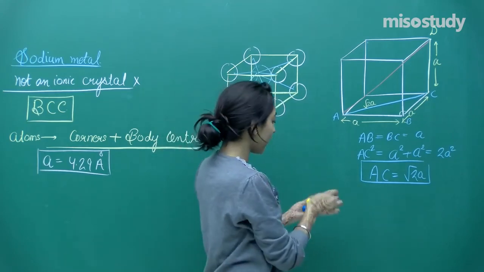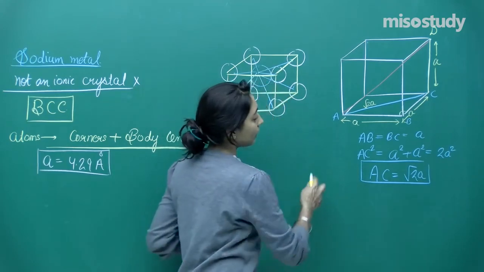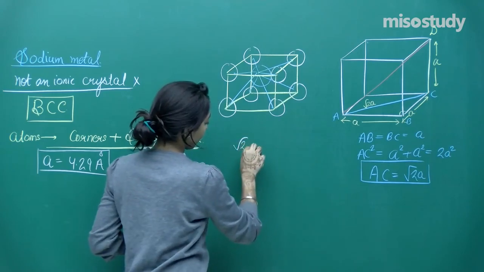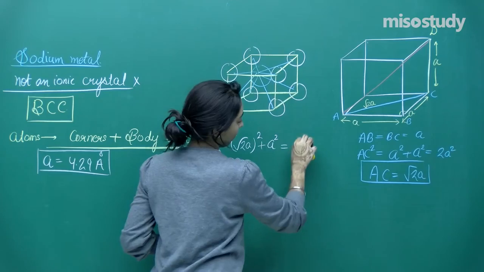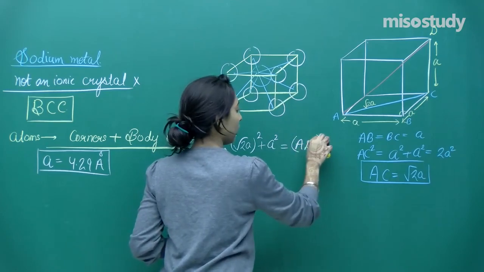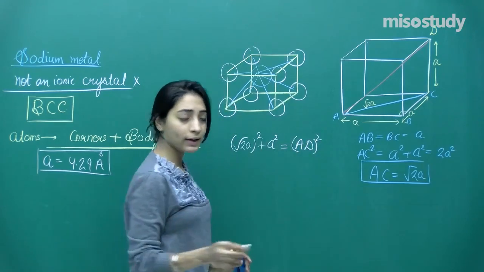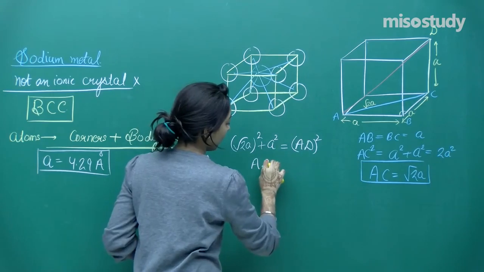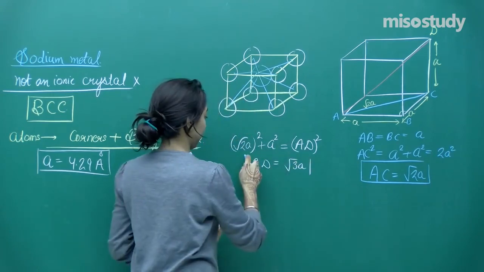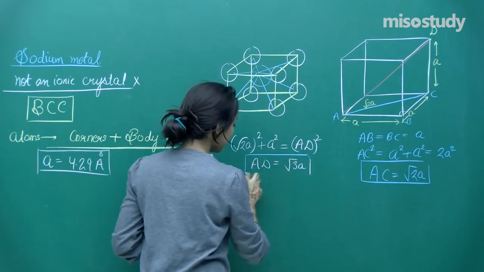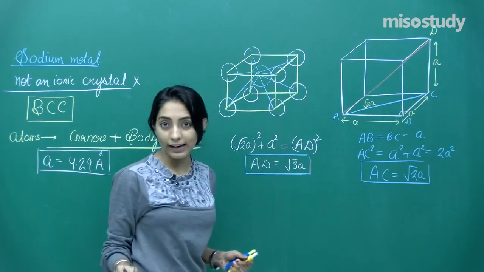So what you should be getting? You will finally be getting the value as under root 2A square plus A square will be equal to AD square. Am I right? So you can say AD will be equal to under root 3 times A. So this is the length of body diagonal.